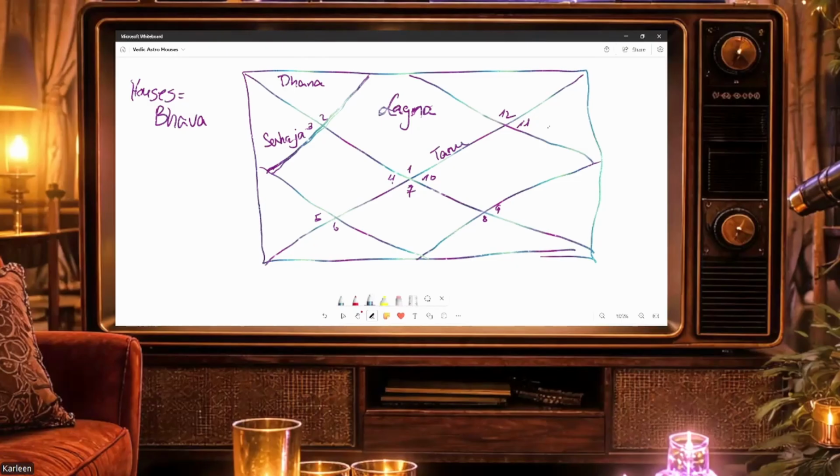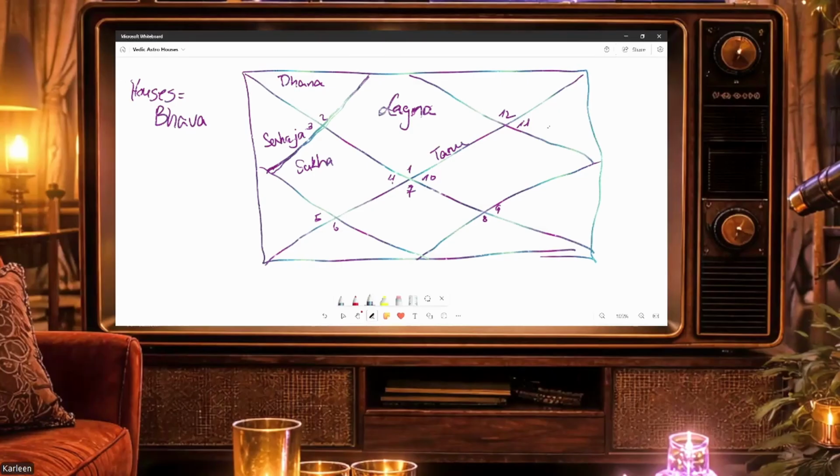Okay. Now the fourth house or the fourth bhava is called Sukha. And this has to do with mother, home, land, property, vehicles, inner happiness, education, like the foundational education, and the heart. It's called also the house of happiness. And here, the land and vehicles become really important, and it's way more prominent than in tropical astrology.